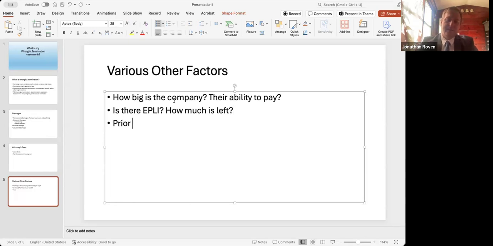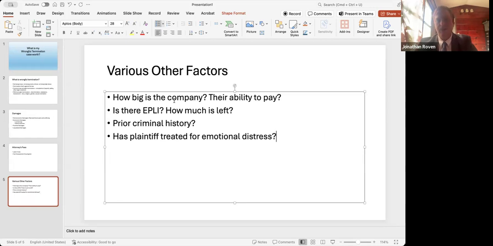Is there prior criminal history? Does the plaintiff have certain prior criminal record that a jury might hear about? It doesn't kill a case by any means, but it's just a factor to play in. Has the plaintiff treated for psych injuries for emotional distress?